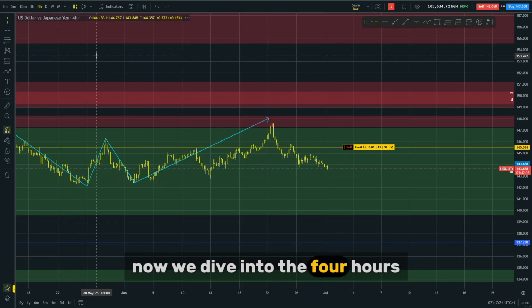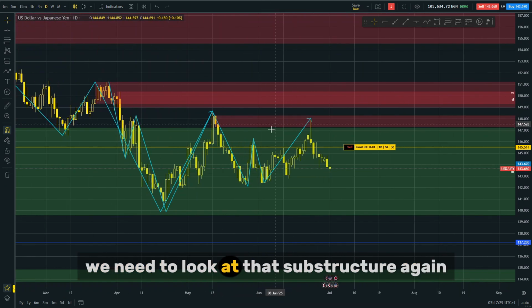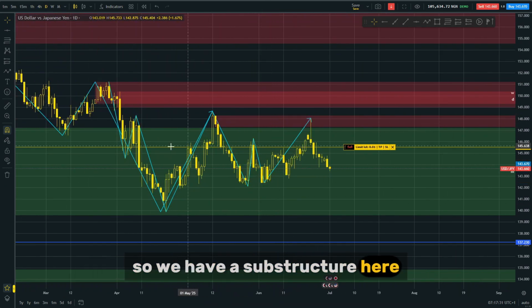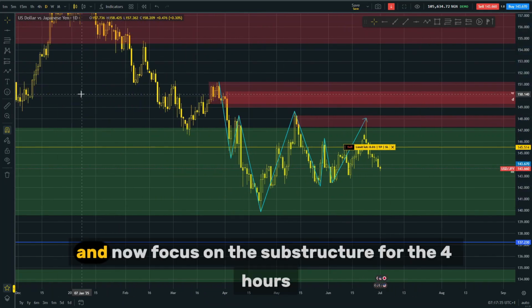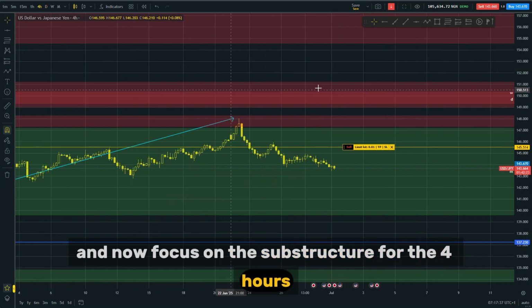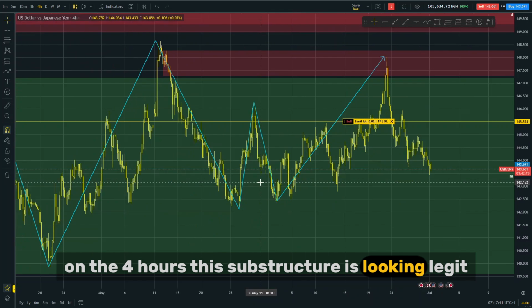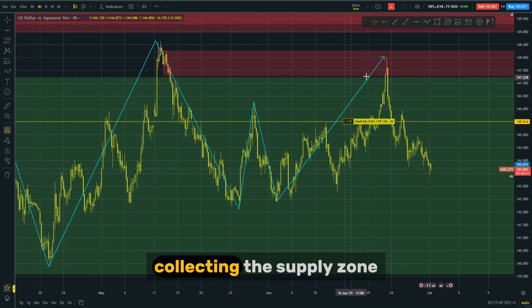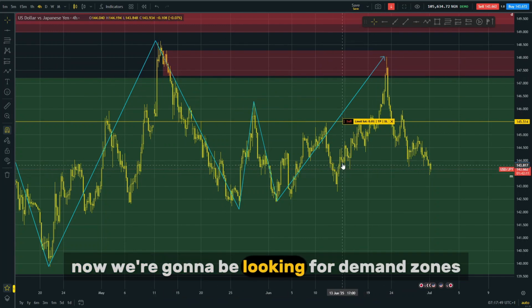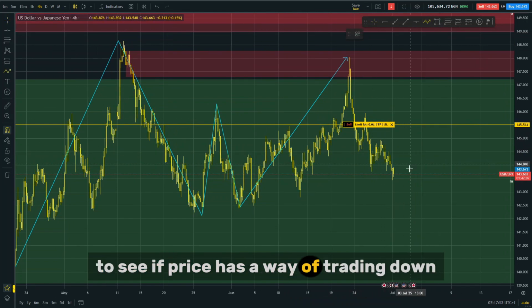Now we dive into the 4 hours. Before we dive into the 4 hours, we need to look at that substructure again. So we have a substructure here, our main structure here. We can take away the main structure and now focus on the substructure for the 4 hours. On the 4 hours, this substructure is looking legit, all the way to this high, collecting the supply zone. Now we are going to be looking for demand zones on the 4 hours to see if price has a way of trading down.